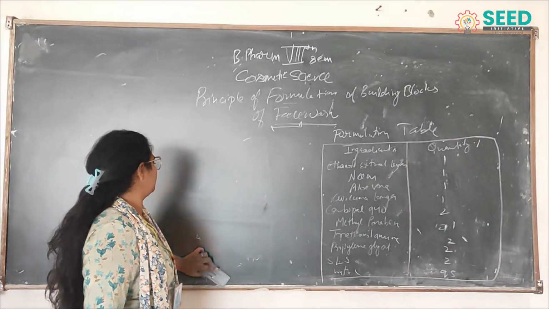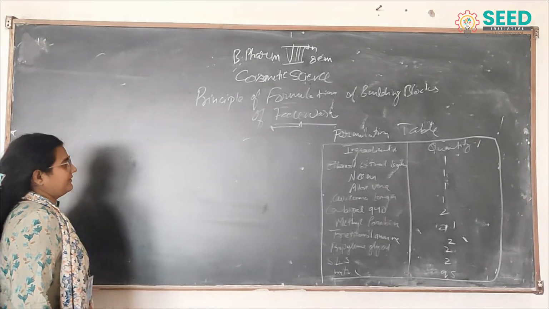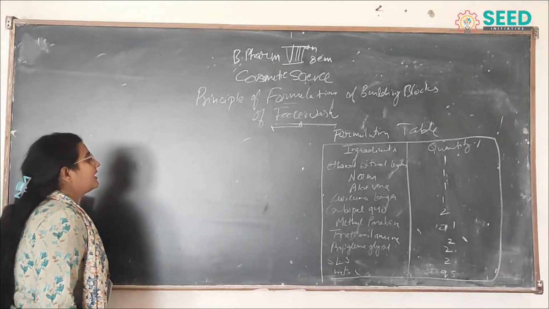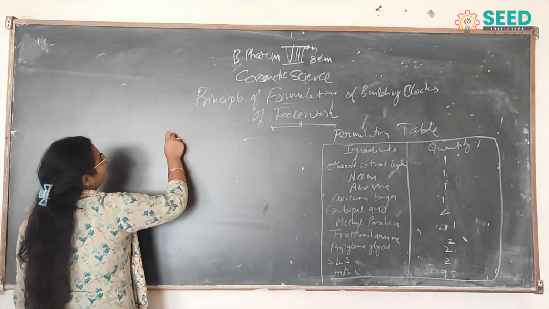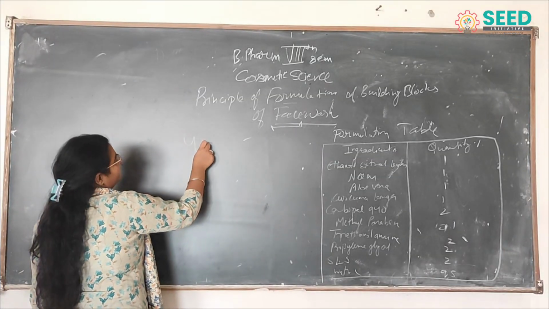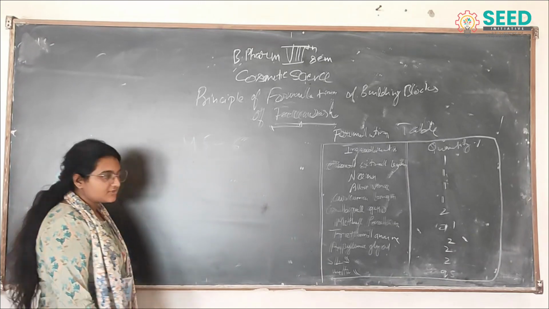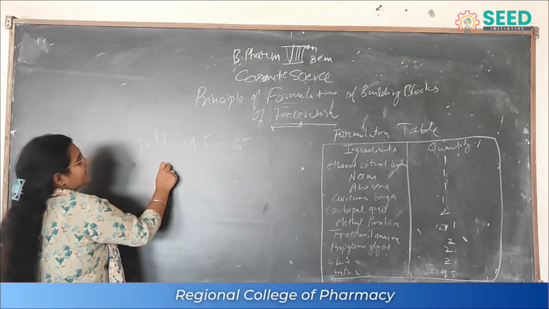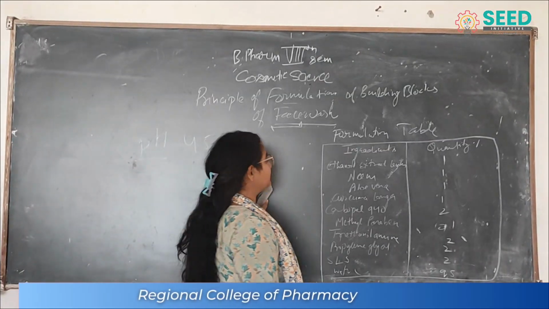Now, what is the formulation method for the face wash? Before going to the formulation, we have to know the pH of our skin. It is 4.5 to 6. This is the pH of the skin. We have to make any face wash that remains at the same pH, so it should be acidic in nature.